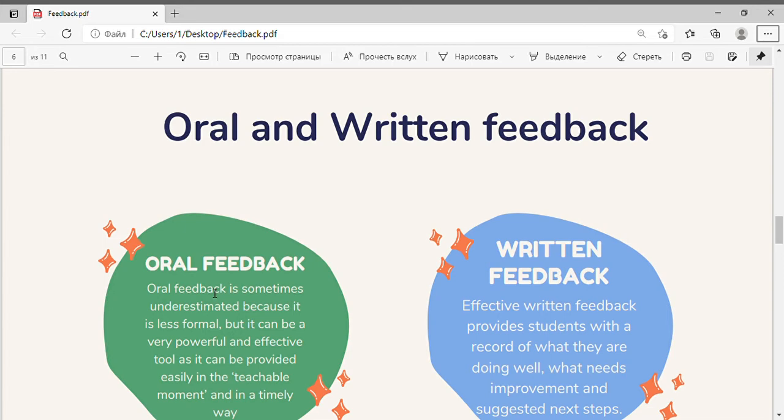about their learning. And effective written feedback provides students with a record of what they are doing well and what needs improvement, and suggests next steps. Effective written feedback also needs to be timely, written in a manner that is understandable to the student, and actionable so that the student can make revisions. Written feedback needs to include information about where the student has met the learning intentions and or success criteria, and where improvement is still required.